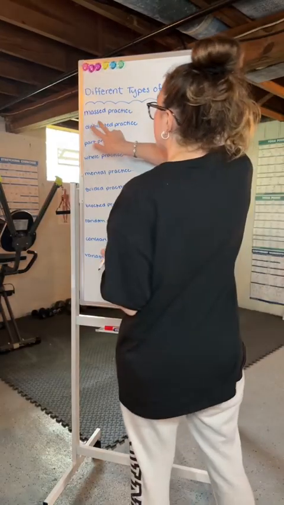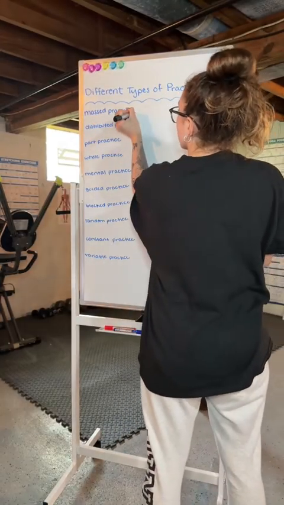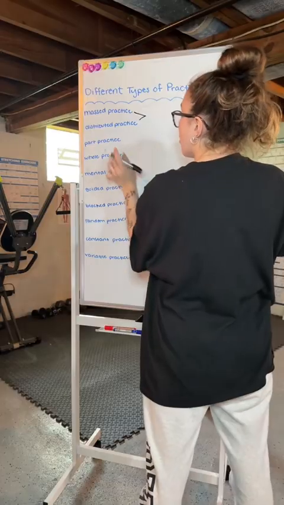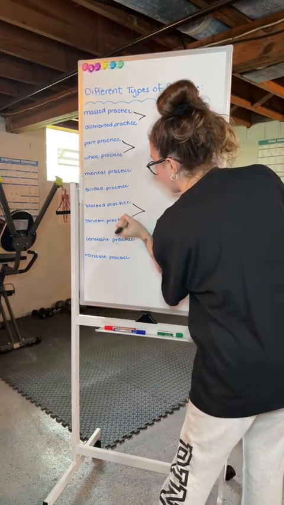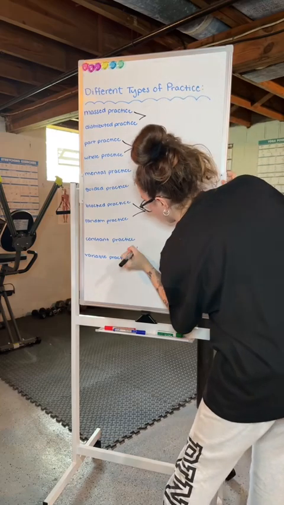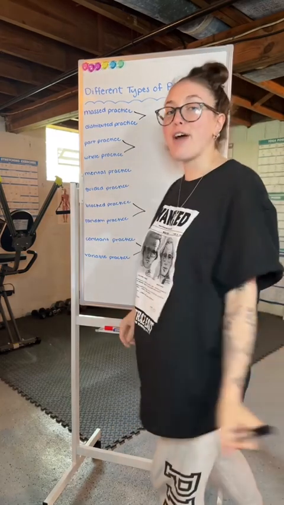So mass practice and distributed practice, we're going to pair those together. Part and whole, we're going to pair these. Blocked and random, we're going to pair. And then constant and variable, we're going to pair. Let's go ahead and break them down.